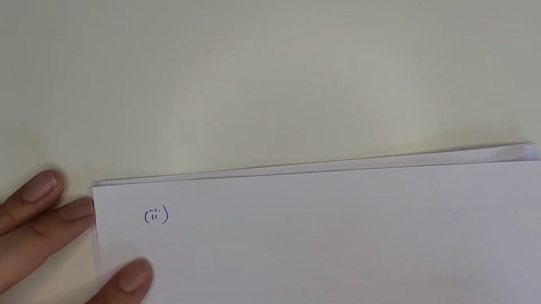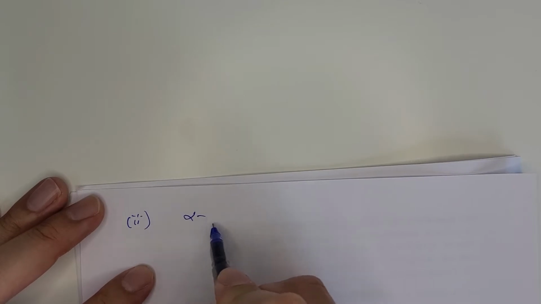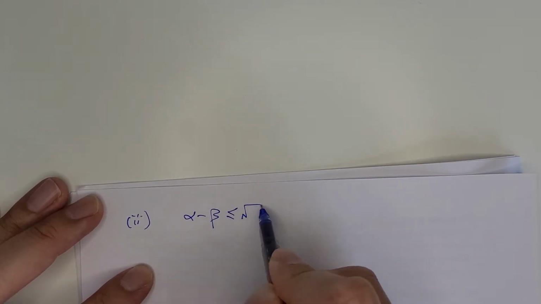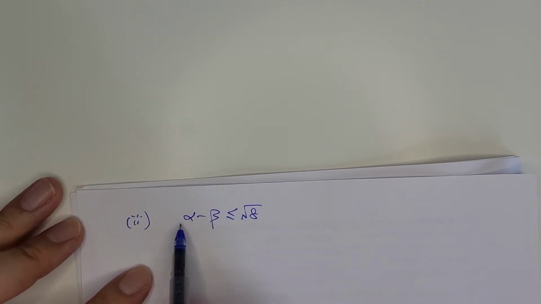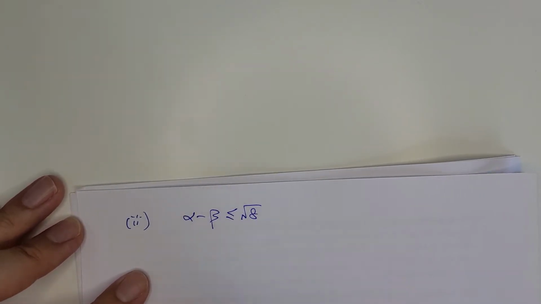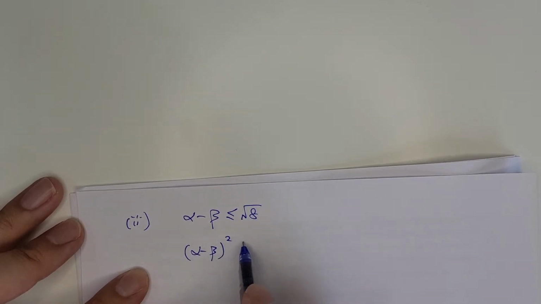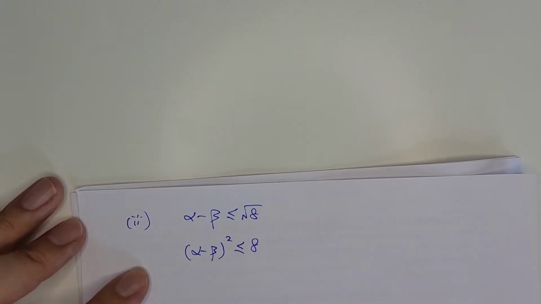Part 2. As we know that alpha minus beta is less than or equal to square root of 8, and of course alpha is greater than beta, so it is positive. We don't need to write this. Now we take the square of it. Alpha minus beta bracket square will be less than or equal to 8.